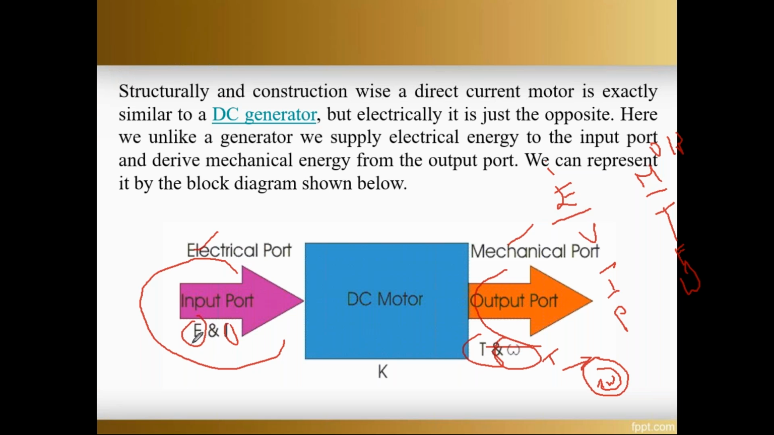At the same time, when we apply voltage to the circuit, it tends to cause a flow of current. So that is the relation between the electrical parameters and mechanical parameters. So this is the structural view of the DC motor: what parameters we can give as input, and what parameters we can get as output.